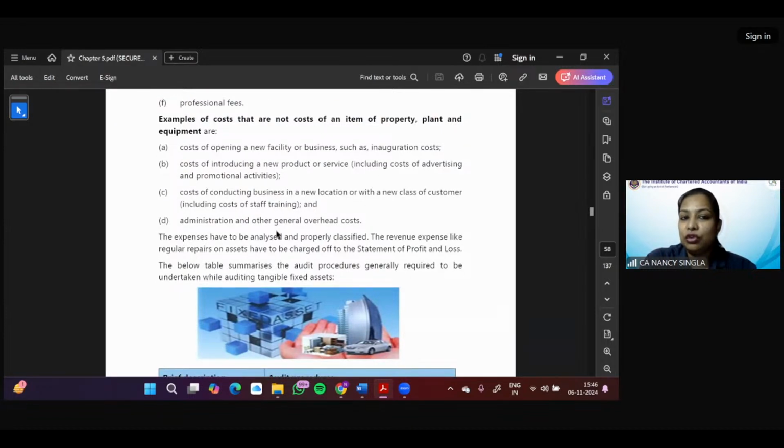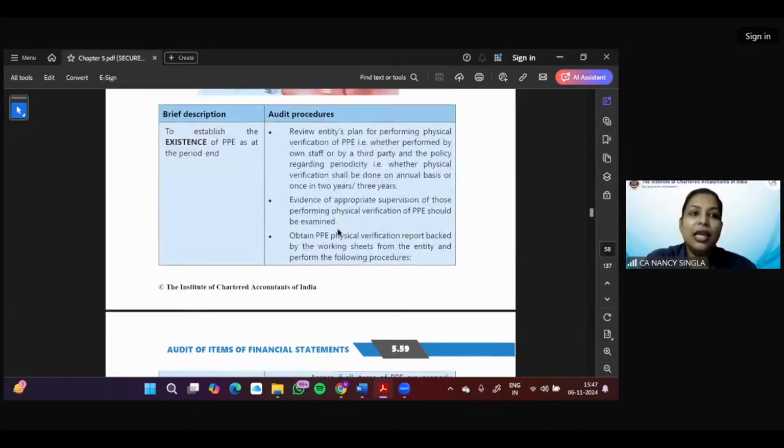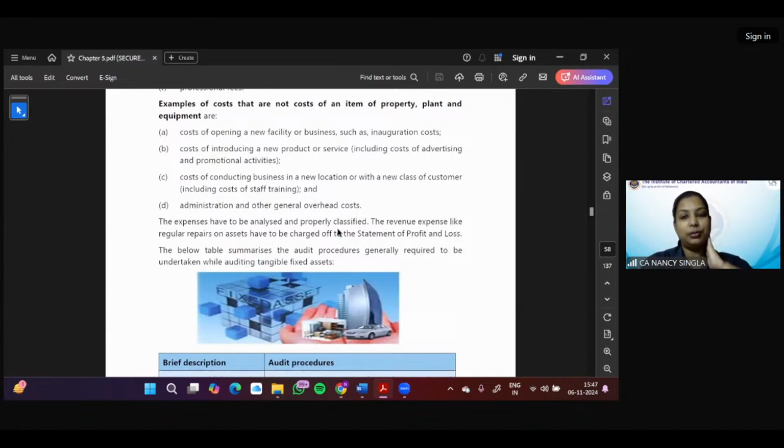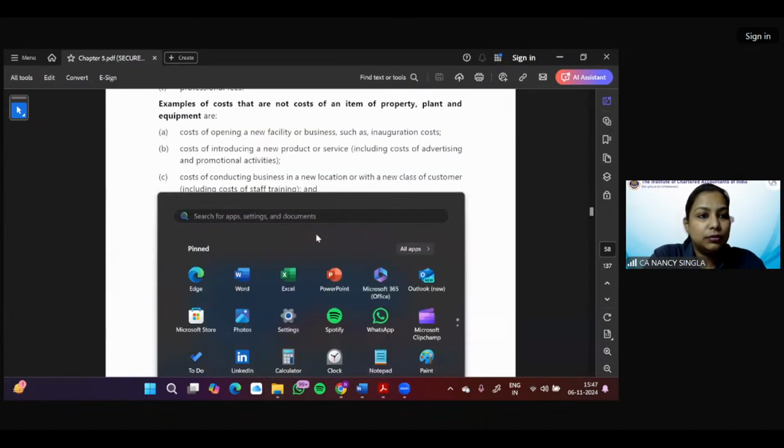So what are the costs that will not form part of the cost of an item of PPE? Like your inauguration cost, your advertisement or promotional activities, your staff training, or your administration and other general overheads. Clear? Right? Now, again, with respect to PPE, tell me what is the first and foremost audit procedure that comes to your mind. Do not look at the module. Just a minute.